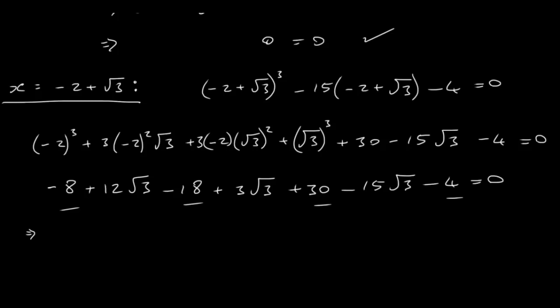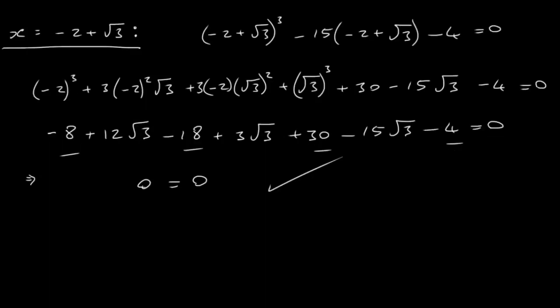Here we've got 12 root 3 plus 3 root 3. That's 15 root 3, and this one here is minus 15 root 3, so we do actually get 0 is equal to 0, so this one works as well. And we should find the other one works as well, so let's try it anyway.